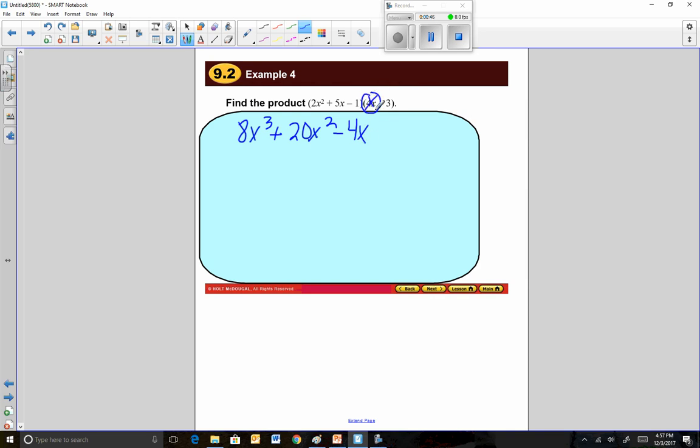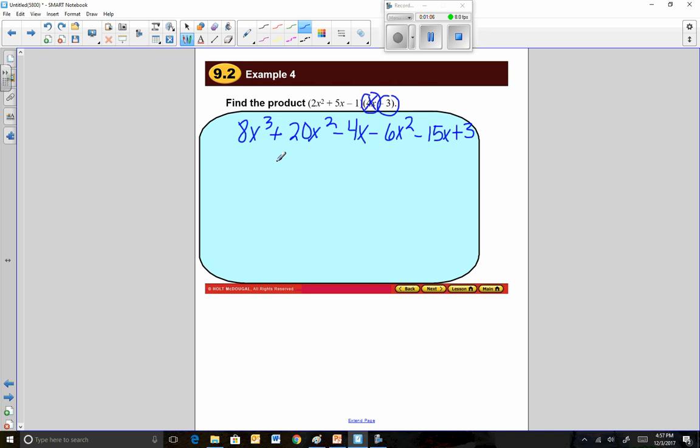Now, that one's done. Let's take negative 3 times each one of these terms. So negative 3 times 2x squared is negative 6x squared. Negative 3 times 5 is negative 15 and x. Negative 3 times negative 1 makes it a positive 3.